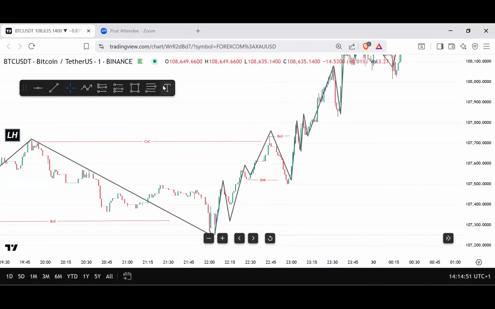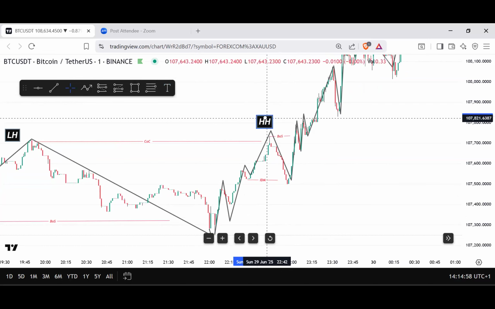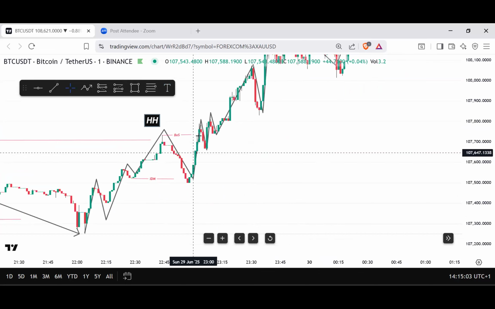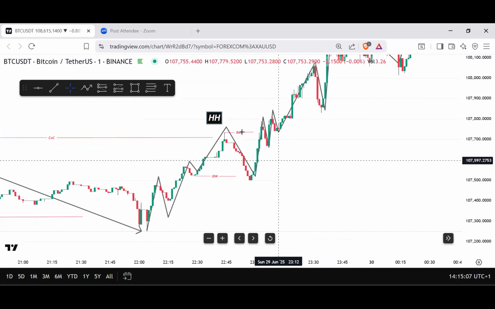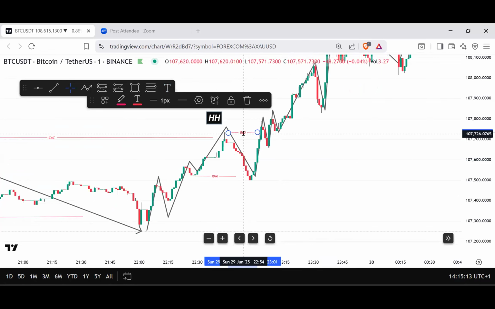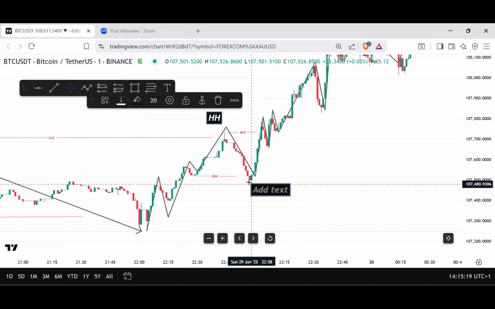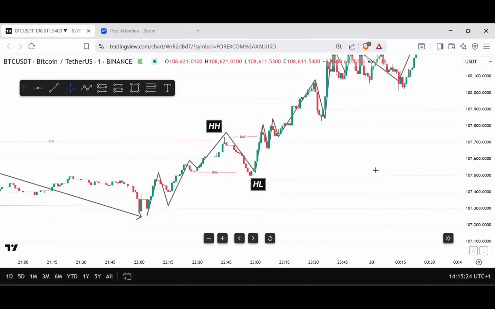And this point now, which is now a higher high, then this continuation to the upside, that's 5. Break of structure, that's 6. Then this point now, higher low. So and it continues like that.